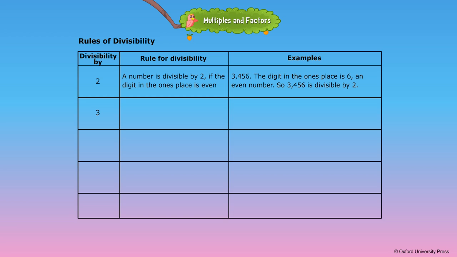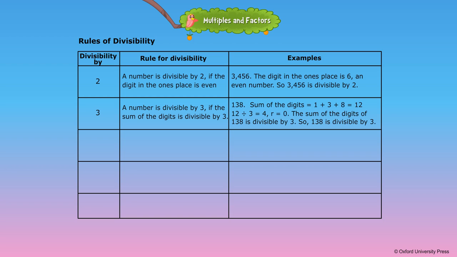Divisibility by 3. A number is divisible by 3 if the sum of the digits is divisible by 3. 138. Sum of the digits is equal to 1 plus 3 plus 8. That's equal to 12. 12 divided by 3 equal to 4. Remainder equal to 0. The sum of the digits of 138 is divisible by 3. 138 is divisible by 3.